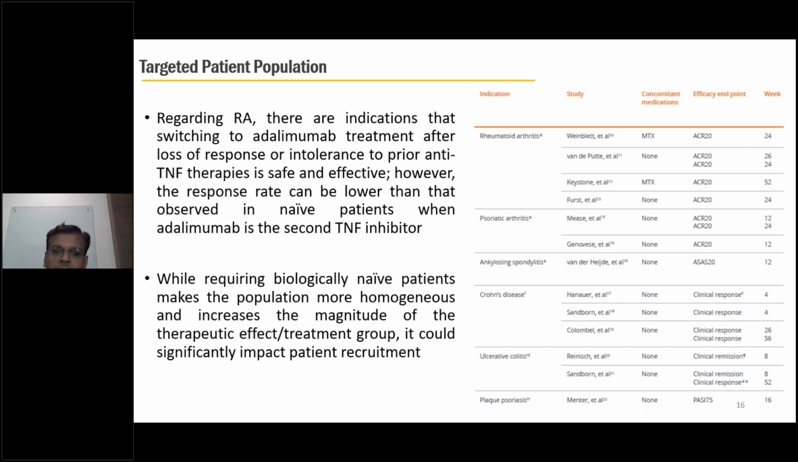Now, the response to adalimumab therapy was lower in patients with, say, plaque psoriasis who switched from one anti-TNF therapy to another. So the likelihood of response to subsequent treatment with a biological agent seems to decline with an increasing number of previous treatments with TNF inhibitors. So if the patient is already exposed to one TNF inhibitor and there is again a disease progression, the next TNF inhibitor may not be of much use, or the effect may be decreased.